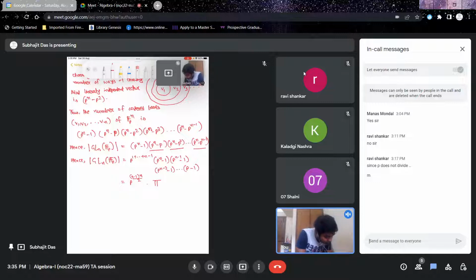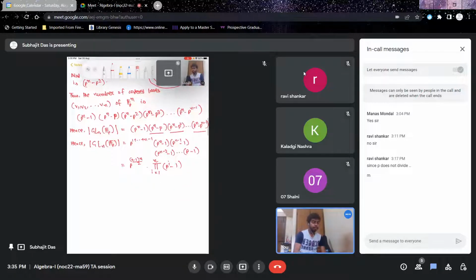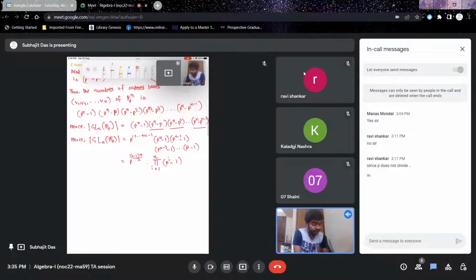So let me write it in shorthand notation: the product of p to the power i minus 1, where i goes from 1 to n, right? So this is your factorization in terms of prime p, right? And clearly, also observe that p doesn't divide this second factor, and that's very obvious, right?